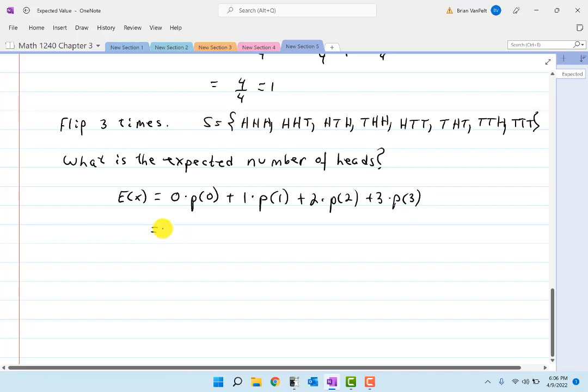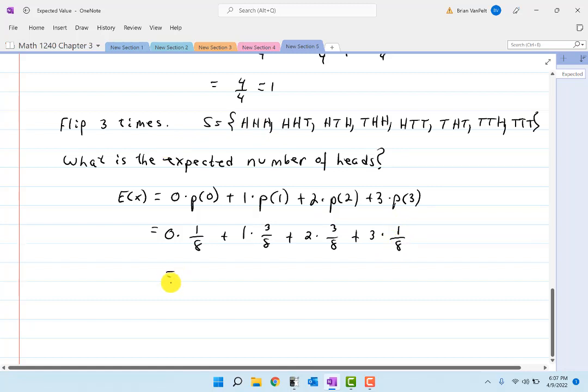The probability of no heads only occurs when we have all tails. That's 1 out of 8. And then the probability of 1 head, how many of those? Over here I see 3 of them. So that's 3 over 8. 2 times the probability of 2 heads, and that's 1, 2, 3, these 3 right here. So that's also 3/8, plus 3 times the probability of 3 heads. That only happens in 1 out of 8 places.